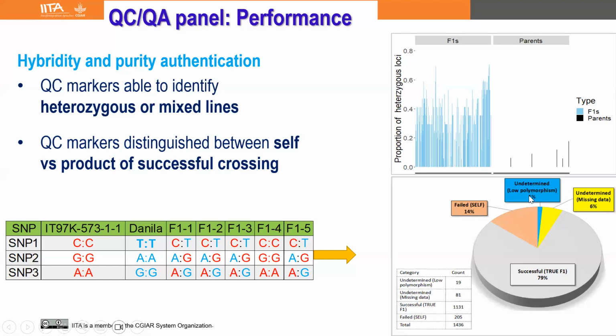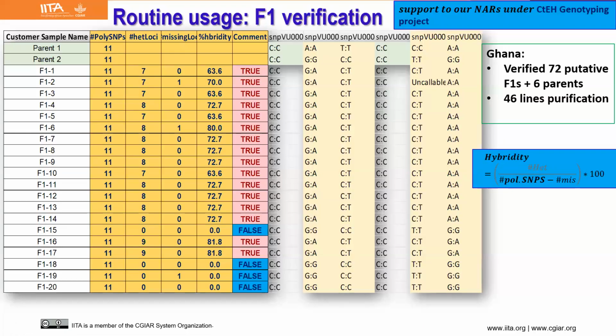And then there were a few cases where the markers could not differentiate between the two parents, and therefore you also don't have high confidence to declare that these are true hybrids or not, because you don't have polymorphism between the parents. But generally, it was quite useful. The panel is very useful in identifying hybrids.